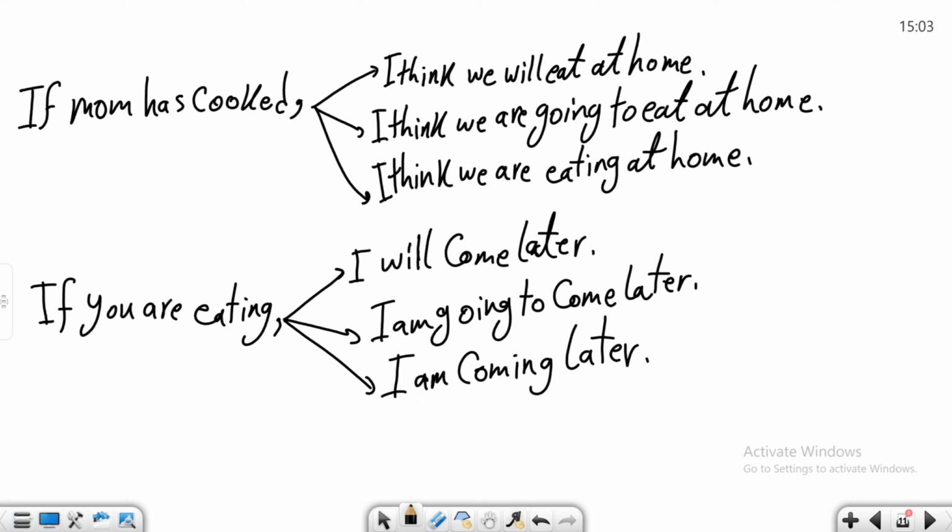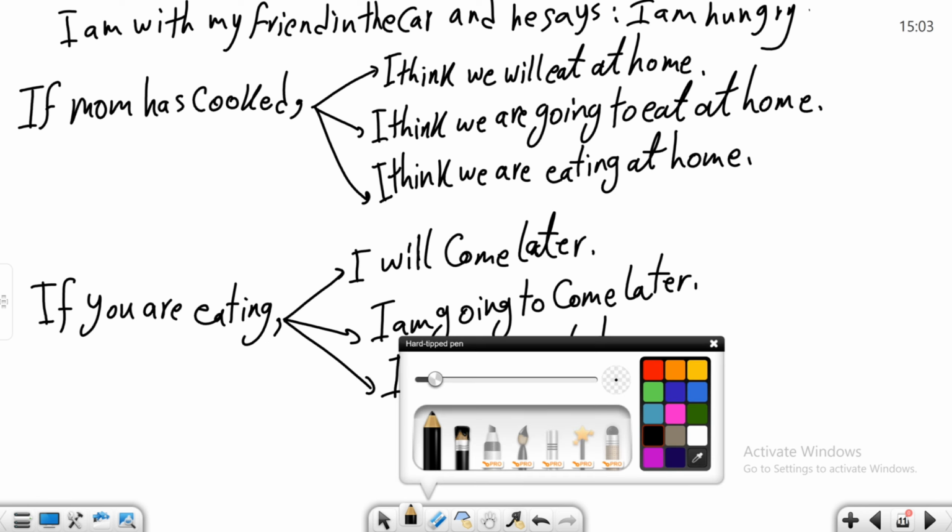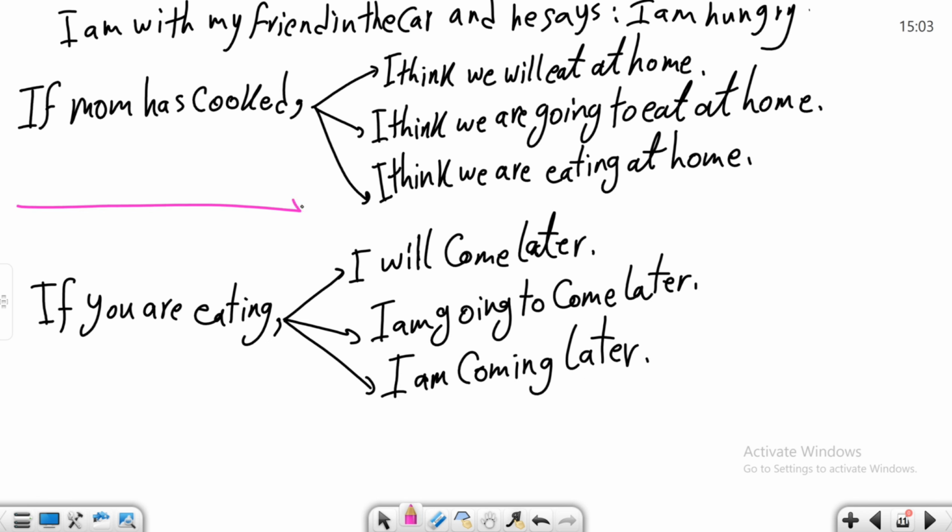Example number 3, I am here with my friend in the car, and he says, I am hungry. My friend tells me I am hungry. So this is the situation I'm explaining to you. In this situation, what can you say to your friend? Let's see. You tell your friend, if my mom has cooked, teacher, wait.